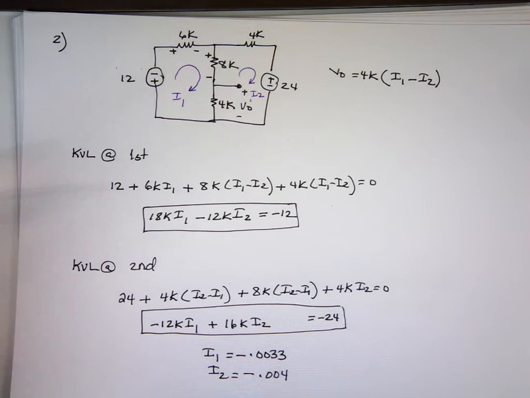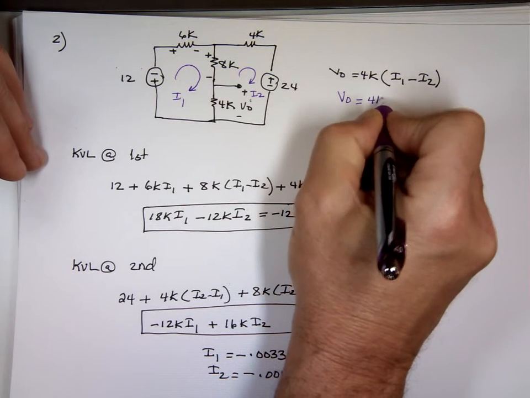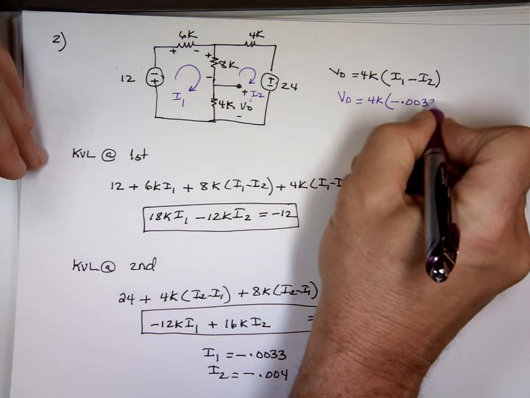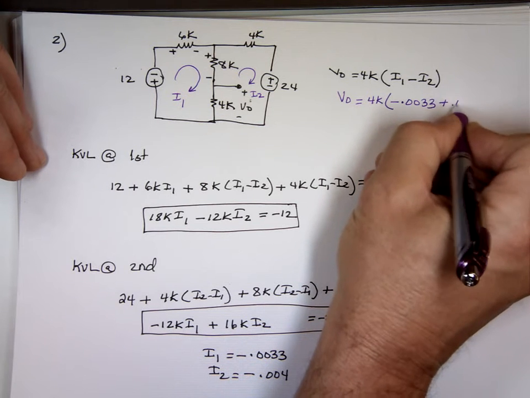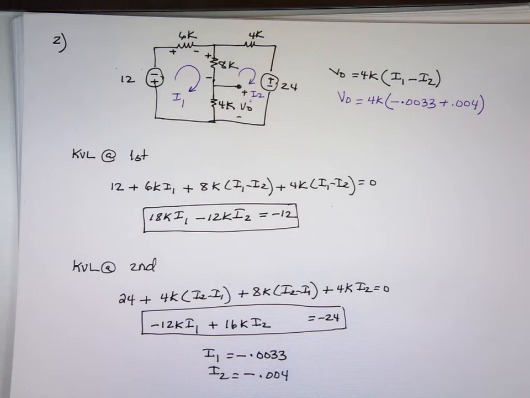So now if I go back to V out, do I know what V out is now? K times I sub 1, which is negative 0.0033, minus a minus, plus 0.004 minus 0.003333, a few of them here, times the 4,000, 2.67.